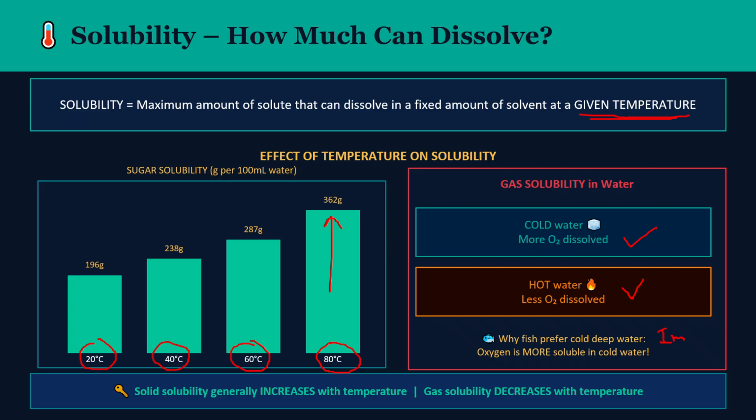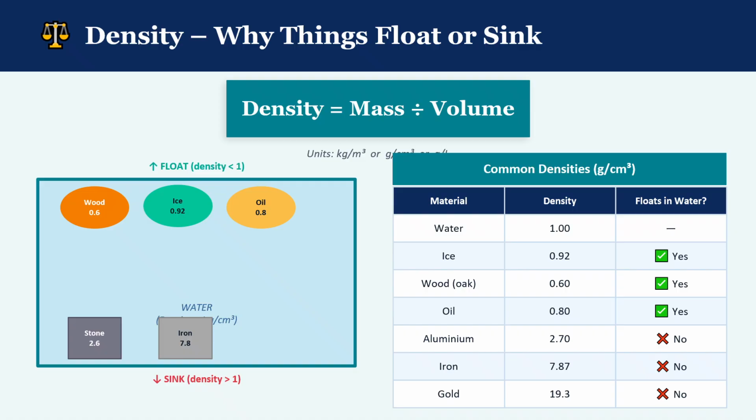Now let us understand density and why some objects float while others sink. Density is defined as mass divided by volume. Water has a density of 1 gram per cubic centimeter. Objects with density less than water float and objects with density greater than water sink. For example, oil floats on water because its density is less than water. Ice also floats because it is less dense than water. But stones and iron sink because their density is greater than water. This explains many everyday observations around us.